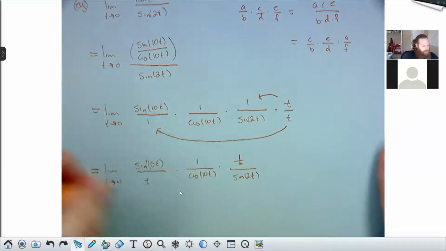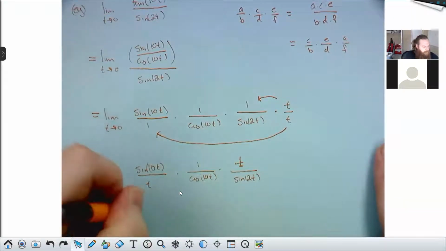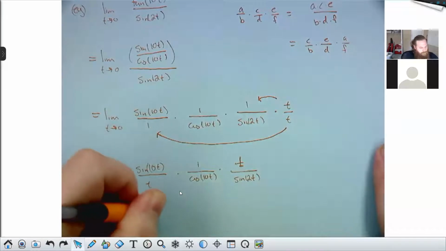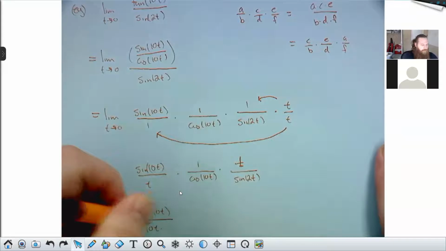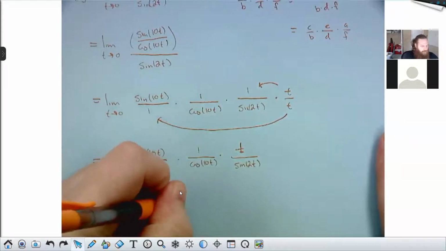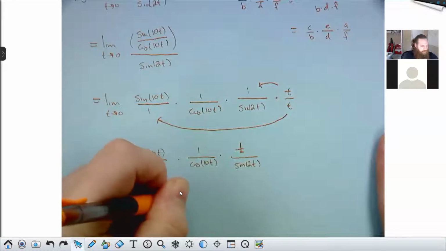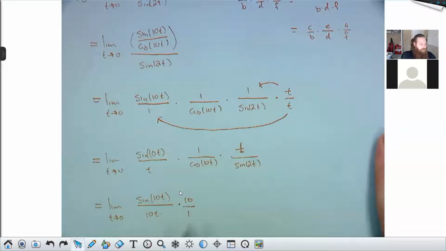So the last thing I'm going to do here, sorry, there's a garbage truck right outside my window. Last thing I'm going to do here is multiply by a 10 down here. I can do that as long as I also multiply by a 10 up here. Like I'm multiplying by 10 over 10, and then I shove one of those 10s down here.